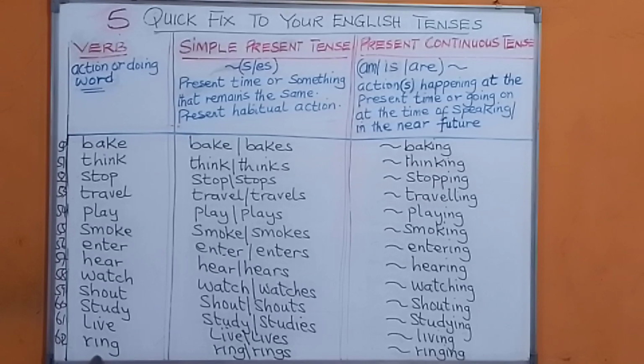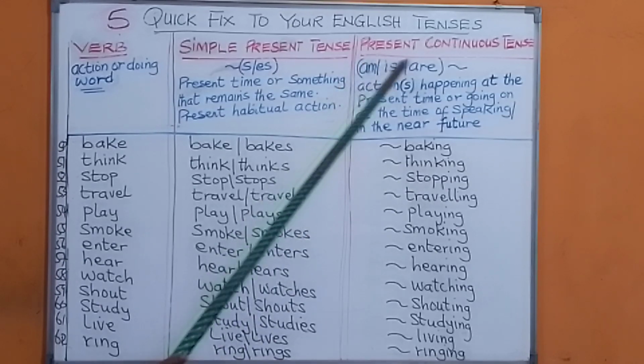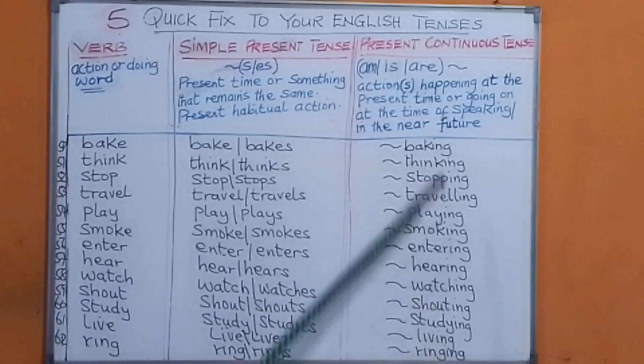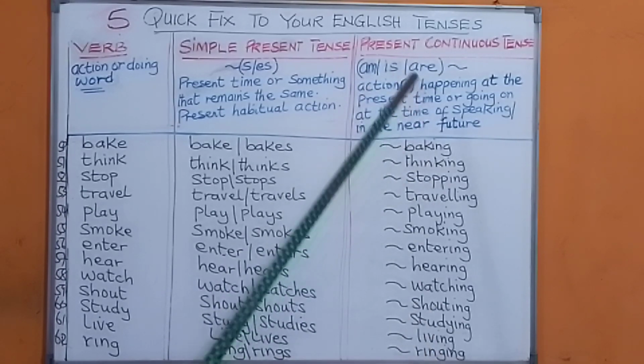Ring, like your mobile. If the mobiles are many, you say ring. The mobiles ring loud. But if it's one, the mobile rings loud. Okay? If you are using that in present continuous, say ringing. I am ringing the bell. He is ringing the bell. We are ringing the bell.